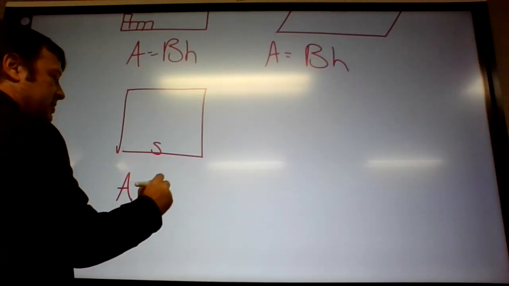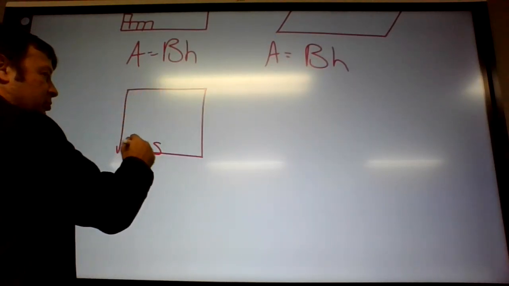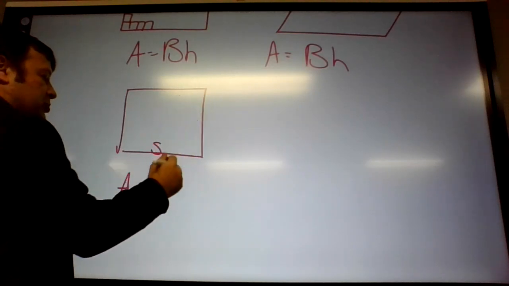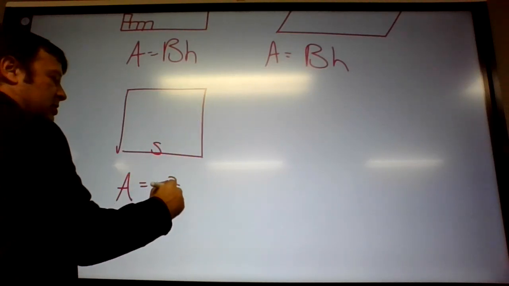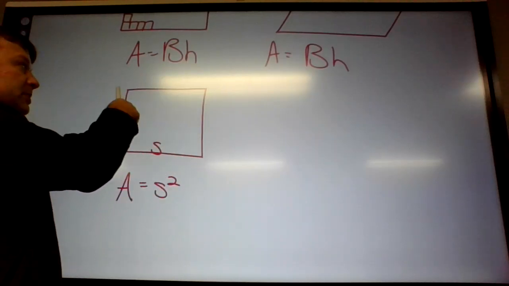What does 4 times s tell us? They're all the same size, it's equilateral. It tells us the perimeter. 4 times s would tell us the perimeter.